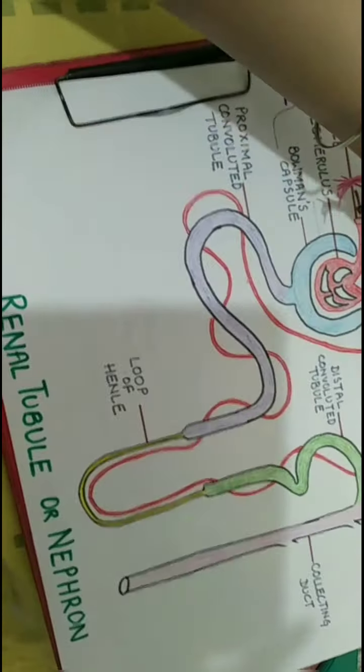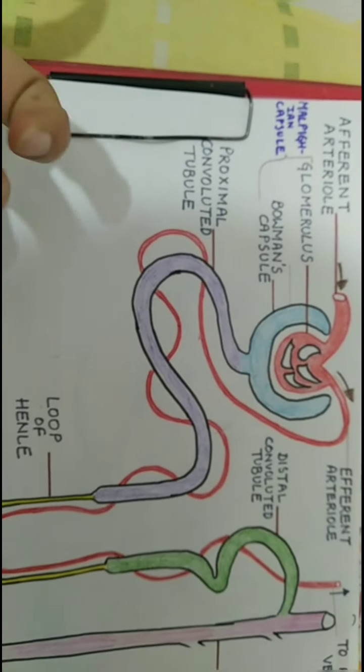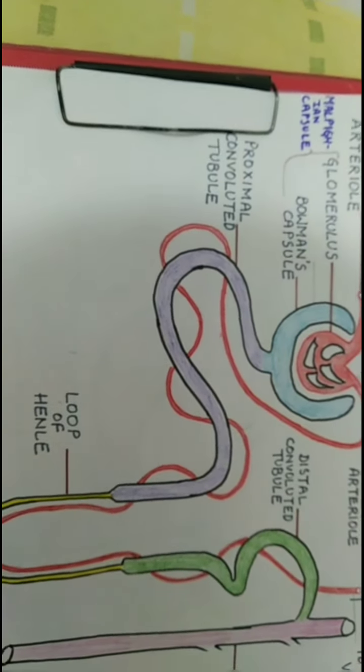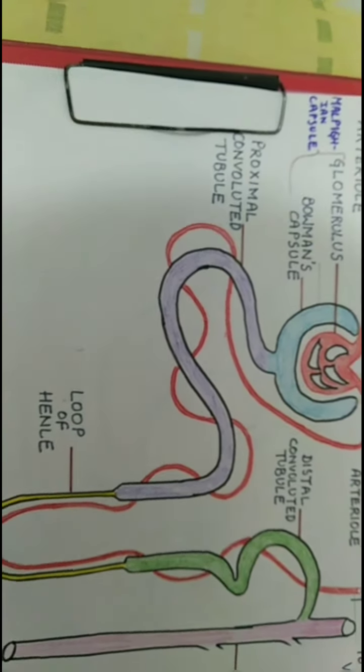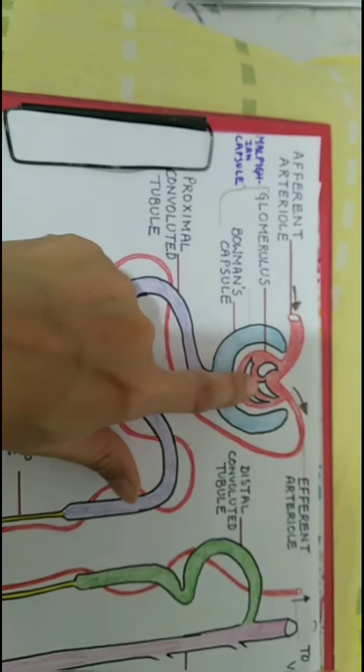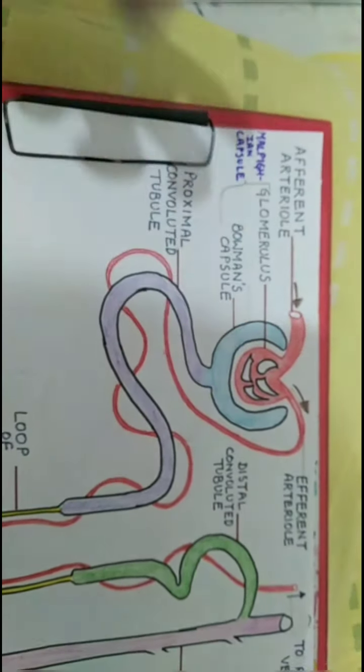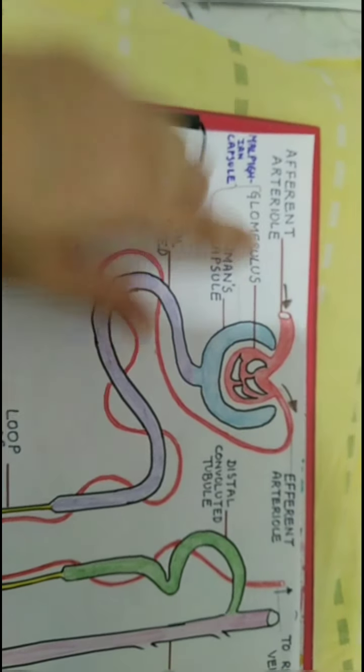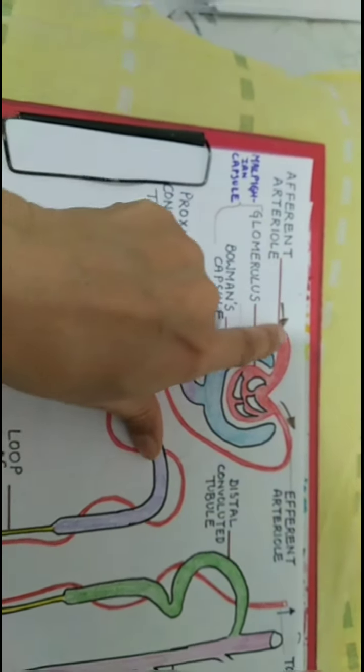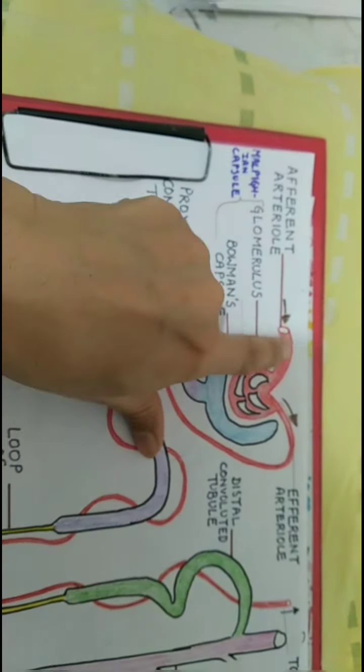See what happens. Bowman's capsule is basically a thin-walled cup, a cup which is hollow from its internal space, and it continues with the proximal convoluted tubule. Now this Bowman's capsule has a ball of thread-like appearing capillaries. As we know, the afferent arteriole enters into this Bowman's capsule, and the efferent arteriole is moving out from this Bowman's capsule. So here we have a mass of capillaries just tangled with each other.